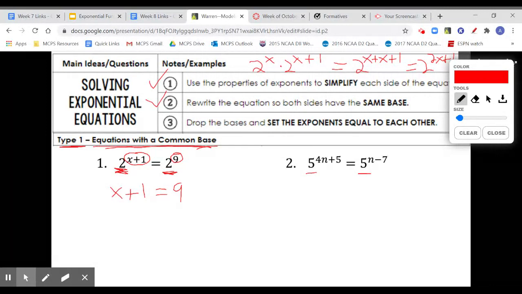The left side just has x plus 1, so I'm going to go ahead and subtract 1 from both sides, since that's the opposite of adding. And that leaves me with x equals 8.